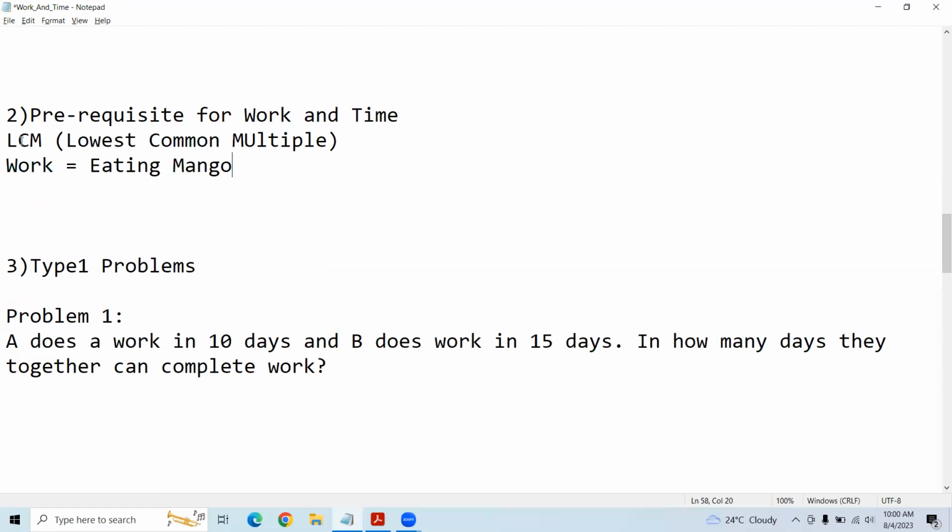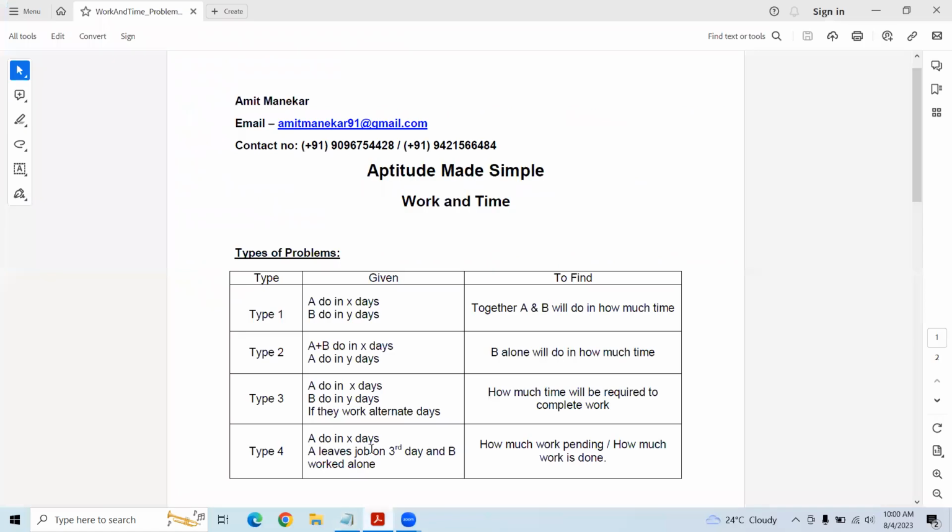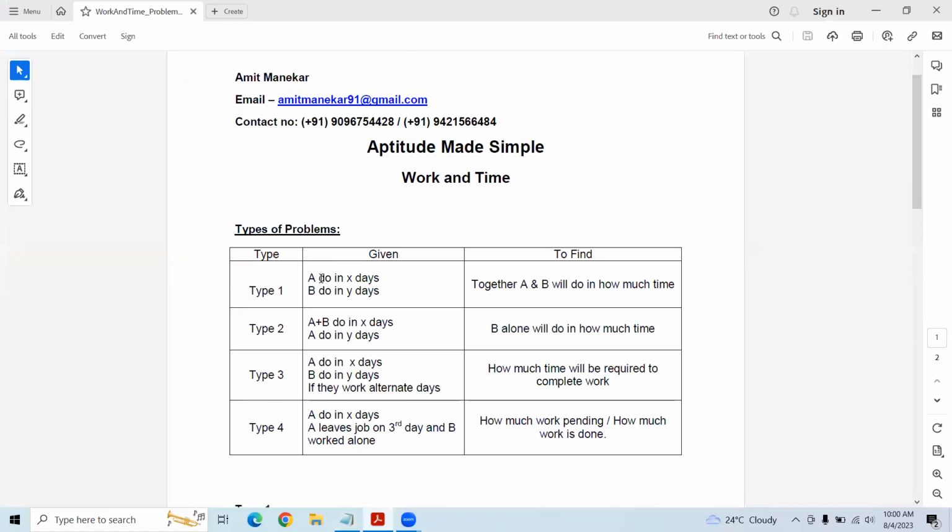Okay. So we have different types of problems in work and time. So let's look at type 1. When we say type 1, we have a question like this. They will give you that A does certain work in X days, B does that same work in Y days, and they will ask you, if A and B work together, in how much time they will be able to complete the work. So let's try to solve the problem.